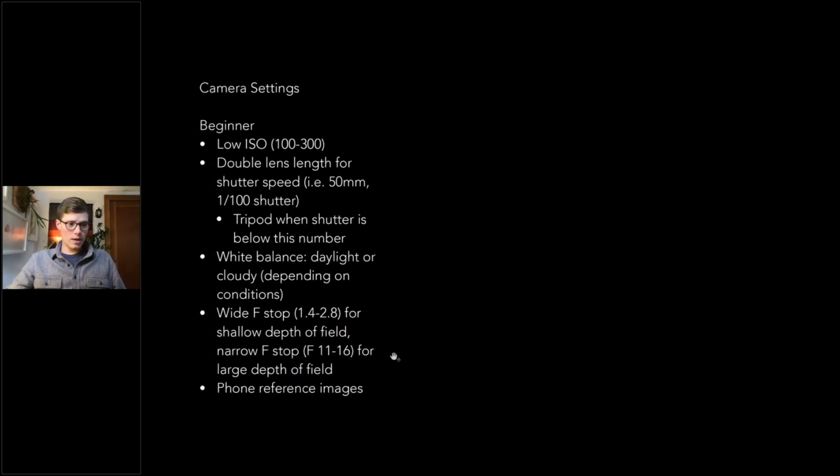And then the next thing to start thinking about is f-stop. If you want a shallow depth of field, just putting one thing in focus, use a really low number, which is a wide open hole, or a really narrow f-stop if you want everything to be in focus.